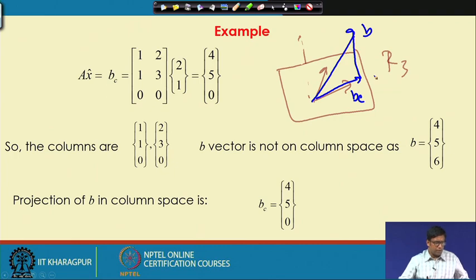In the next class we will start looking into detail at the projection operators and what the general forms of operators are which can project a vector b onto the column space, and we will explore the projection process in detail. Thank you.